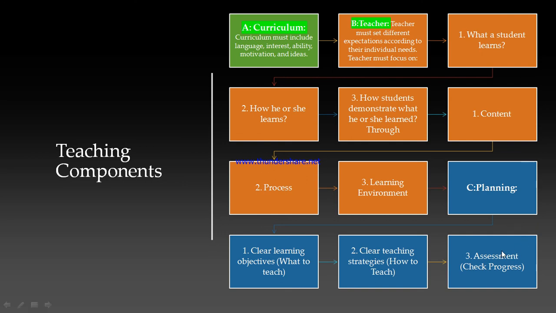Similarly, you cannot assess in the same way. You have to assess differently. For example, high order thinking students can write, create, and think critically, but with a low learner, you cannot expect high order thinking skills. You have to choose suitable assessment tools in order to check the progress of that student.